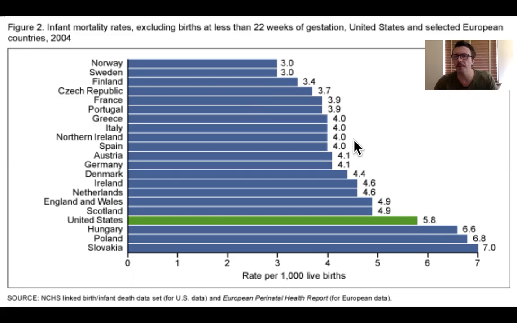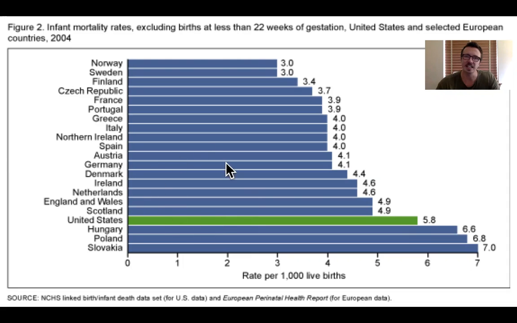Anybody? Oh, well, our population's bigger. Nope, nope, nope. That has nothing to do with it, per se, because this is broken down to per 1,000s. So if there's 1,000 births in Norway, 3 of the babies will die before their first birthday. If there's 1,000 births in the United States, 5.8 of them. So it's still based on that percent of the total population, that snapshot of 1,000 individuals. So why?